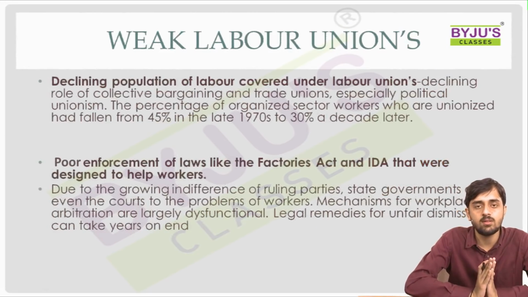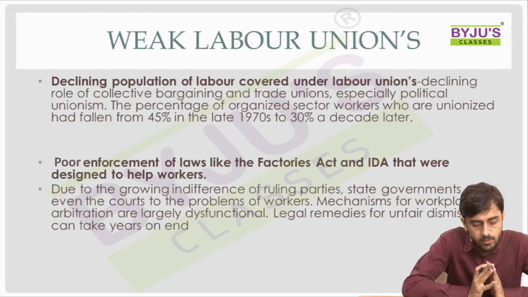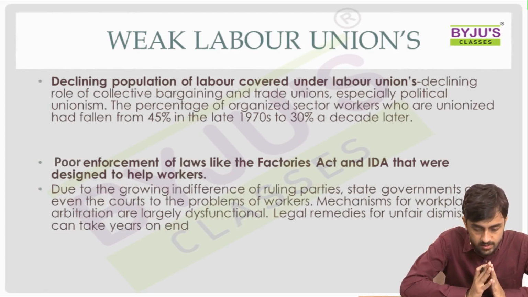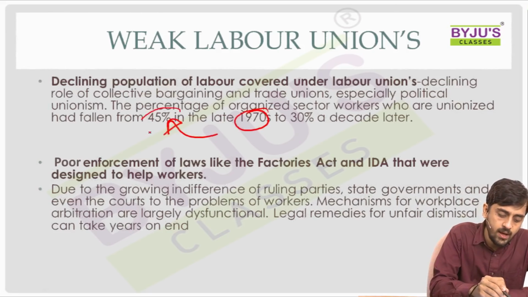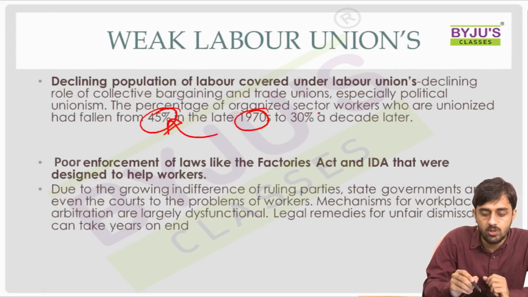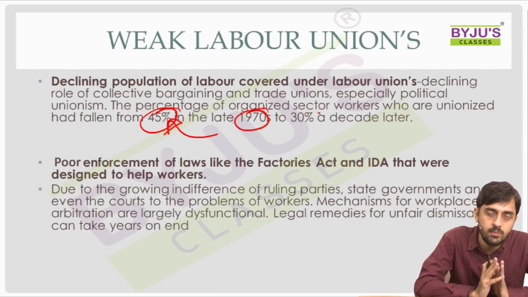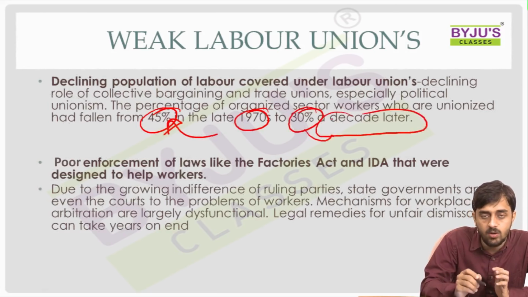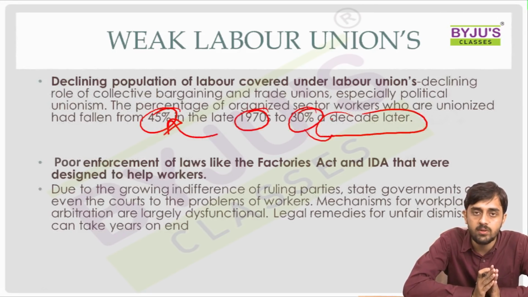Now, another important crisis of the labor market today is the weakening of the labor unions. Another important problem, highlighted especially by the labor unions themselves, is the declining population of labor which is covered under labor unions. Even in 1970, only 45% of workers were members of one labor union or the other. And this decreased to 30% by 1980, when only one third of the workers were part of a labor union.